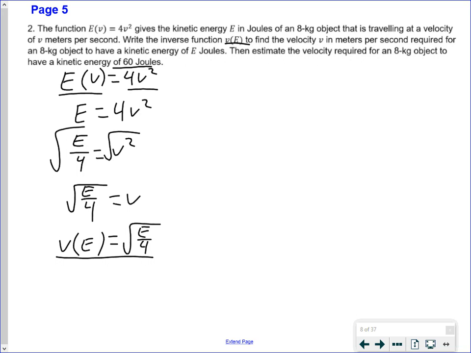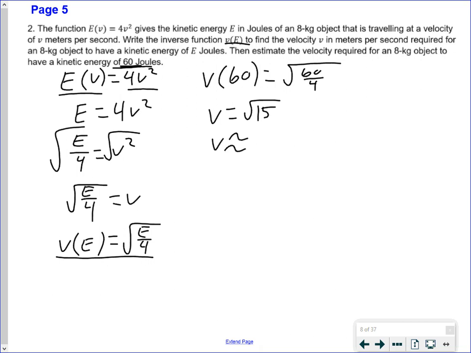And now we're going to use this to figure out what v will be when E is 60. We're told we want to know the velocity required for an 8 kilogram object to have a kinetic energy of 60 joules. Or basically, what's v going to be when E is 60? So we want v of 60, which will equal the square root of 60 over 4. 60 divided by 4 is 15. So we want the square root of 15, which is approximately 3.87. Okay? So that's your v.